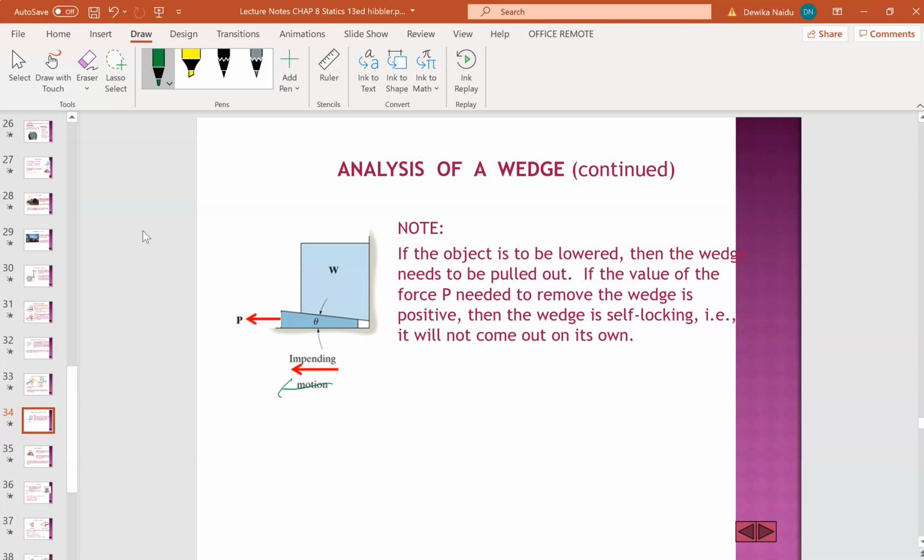If this thing is being pulled, this block is going to drop. If the block is going to drop, the friction of the block will be up. You understand or not? So how the wedge movement will, because it's going out, the friction is this side. You understand or not? Yeah.